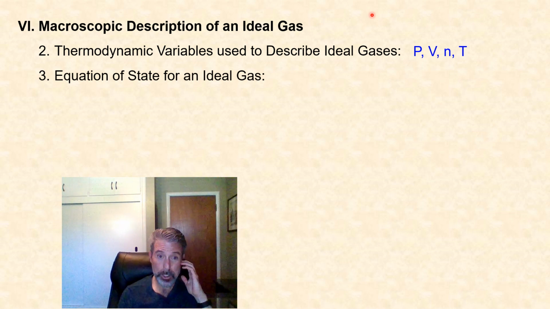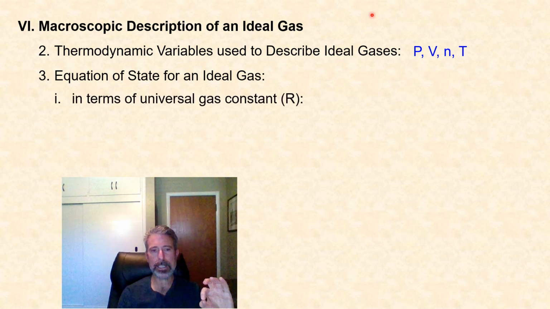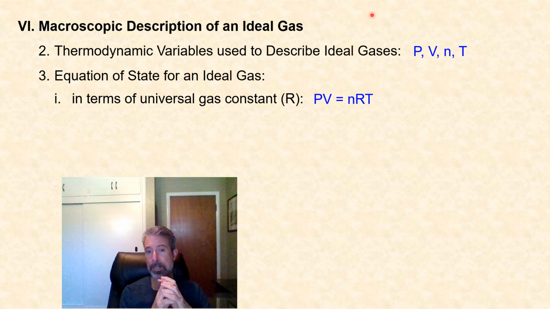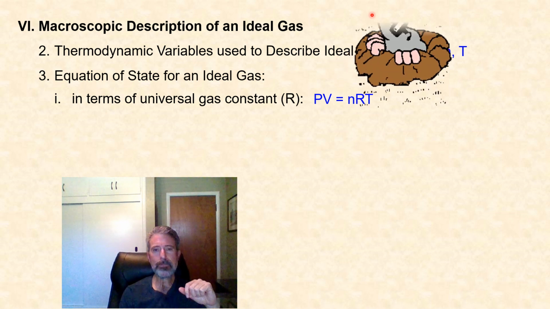So this equation of state describing an ideal gas from a macroscopic point of view is this. We'll express the ideal gas law first in terms of this universal gas constant, this thing we call R. And here it is, PV equals nRT. In other words, the pressure of an ideal gas times its volume is equal to the number of moles of the gas you have times this constant times the thermodynamic temperature.